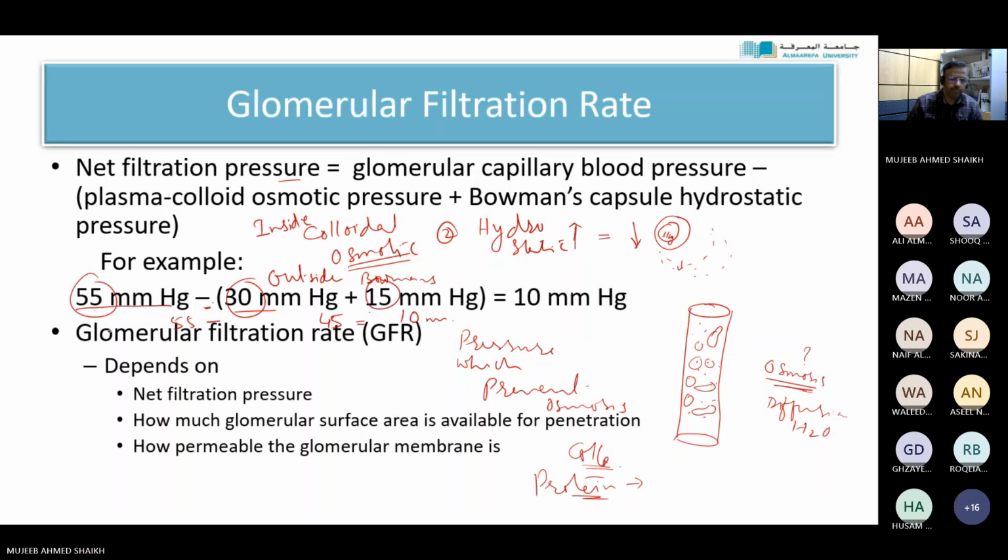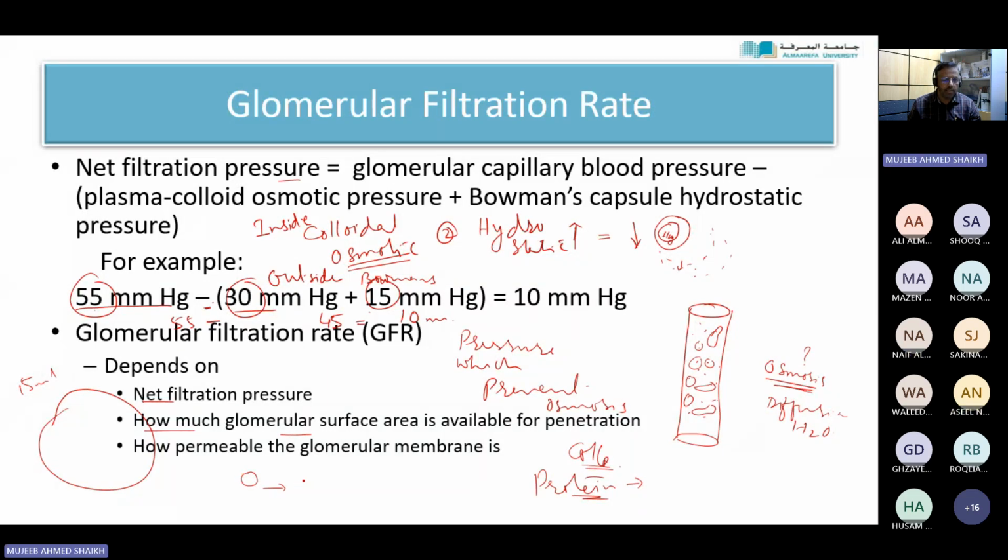So glomerular filtration depends upon net filtration pressure, and it also depends upon how much glomerular surface area is available. If this much surface area is available, filtration will be, let's say, 15 ml per minute. If this much surface area is available, filtration will be more or less?